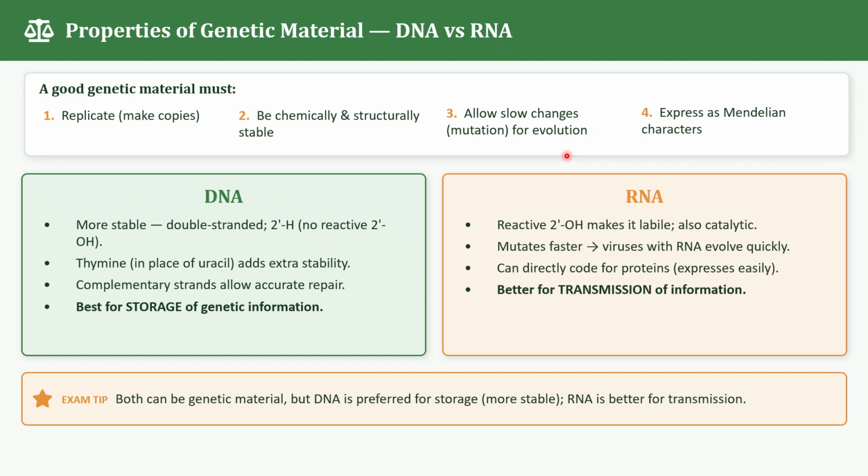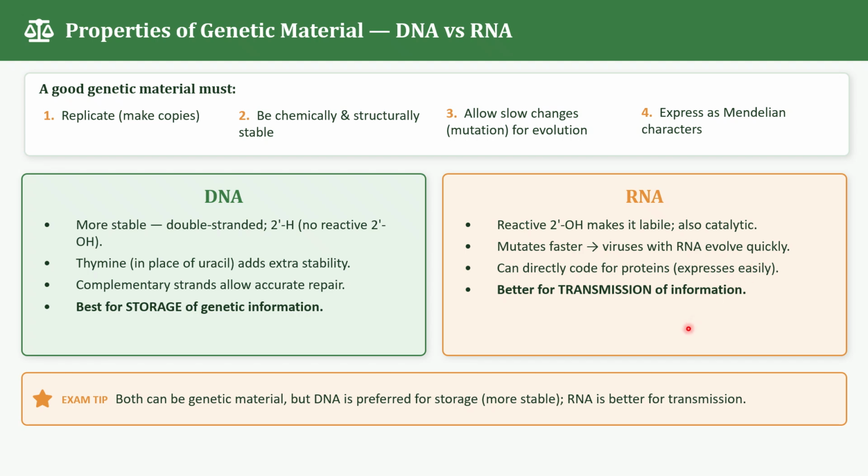And why is DNA preferred? DNA is preferred because it is more stable. Yes, it is double stranded, and also it is very less reactive, a better storage molecule, and easily repaired using the complementary strands, and thymine provides additional stability, right? And why is RNA important? It carries the genetic information and transfers the information from DNA, and also helps to synthesize the protein, and also it evolves rapidly.